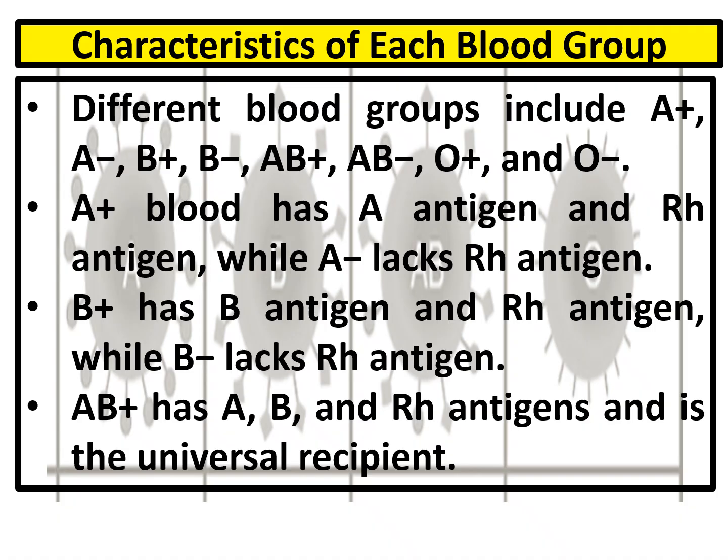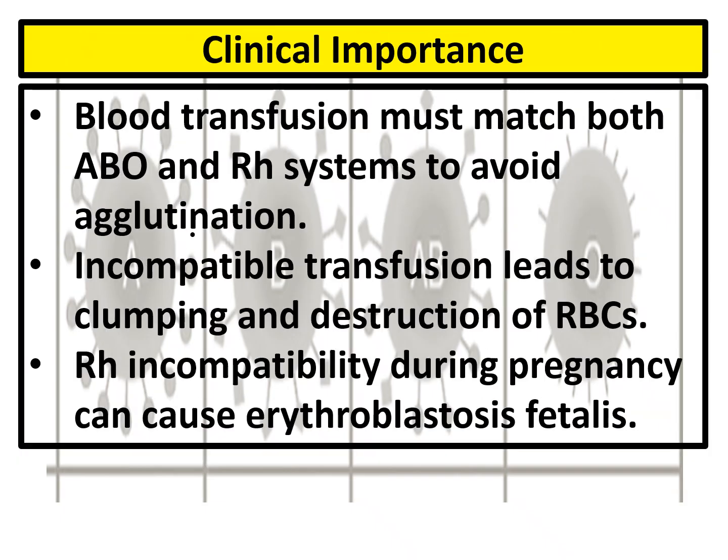Characteristics of each blood group. Different blood groups include the 8 combinations, that is A positive, A negative, B positive, B negative, AB positive, AB negative, O positive, O negative. These all come together under this. Coming to the main thing, what is the clinical importance?